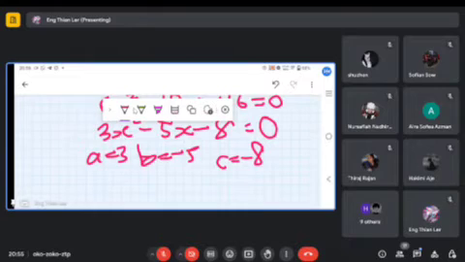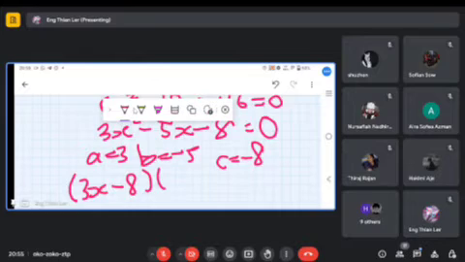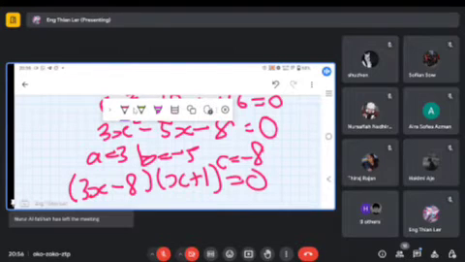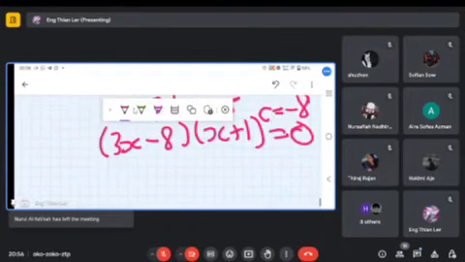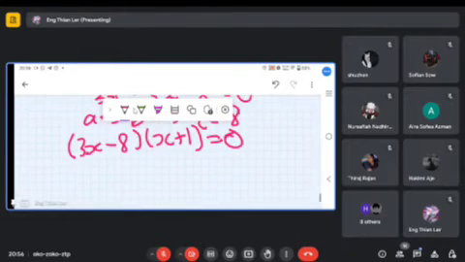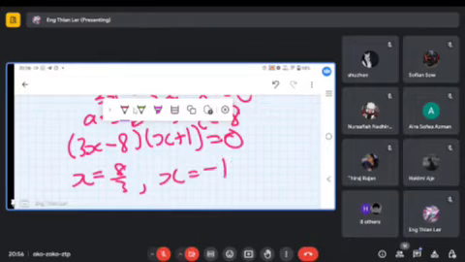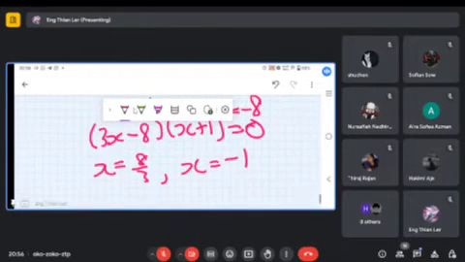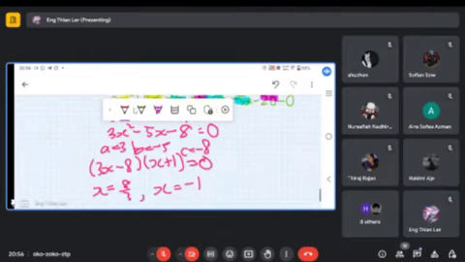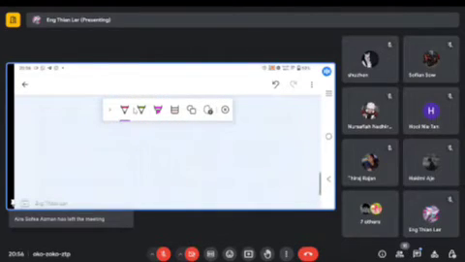So after you substitute, you will get 3x minus 8 and x plus 1 equal to 0. So x equal to 8 over 3 and x equal to negative 1. Now we have both of the x values. We need to find the y values. So what are the y values?